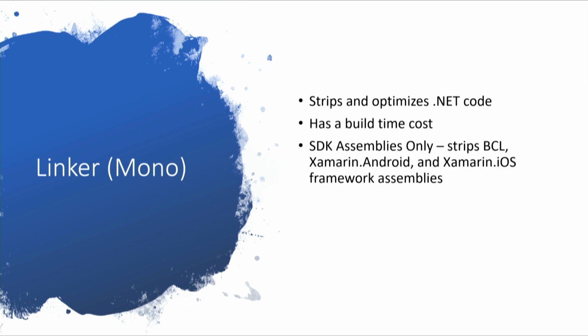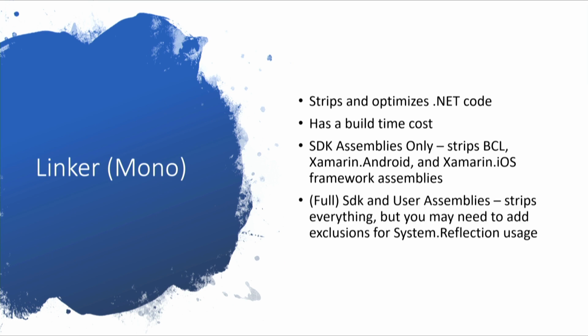So you think about that. The entire BCL is in your app. You want to remove the code you're not using. So we have a setting called SDK Assemblies Only, which is a drop-down box that will strip, and this is the safest option. It strips out any of the BCL, Xamarin Android, or Xamarin iOS libraries. You think about all the APIs available to you from iOS or Android. If you're not using those, then we should strip those out of your app. And this is the safest option that is the default right now.